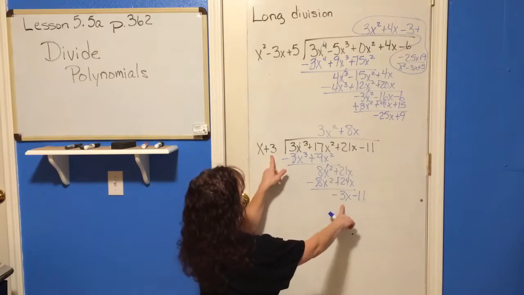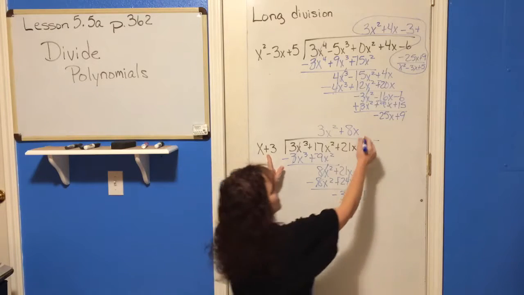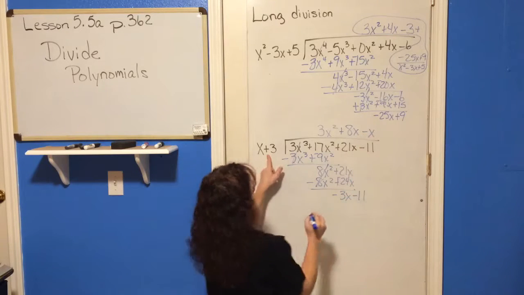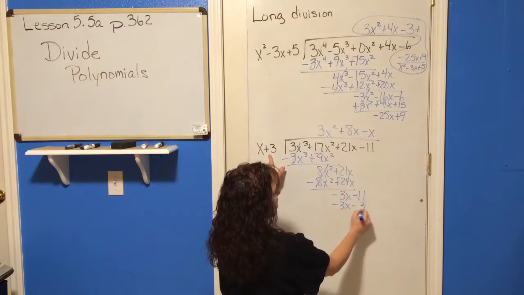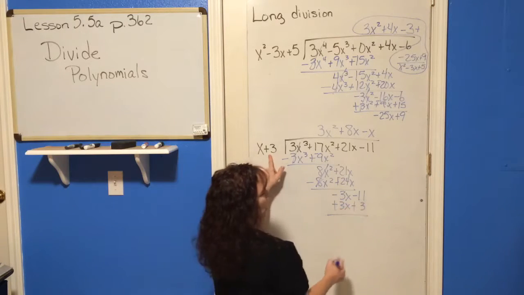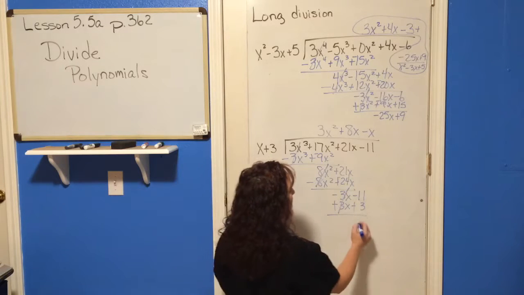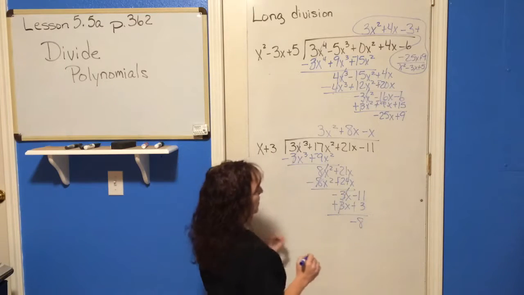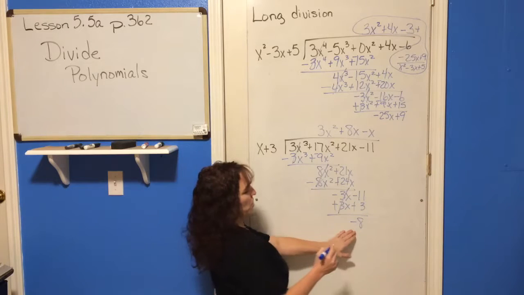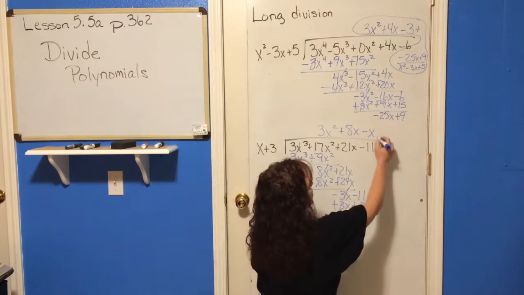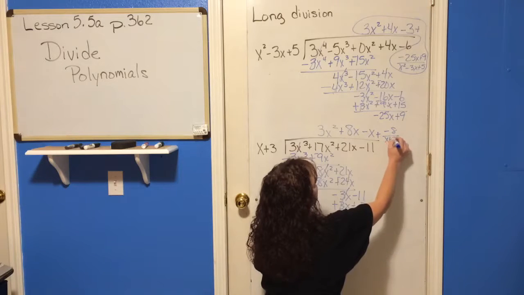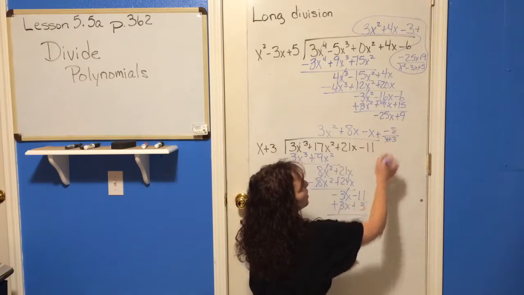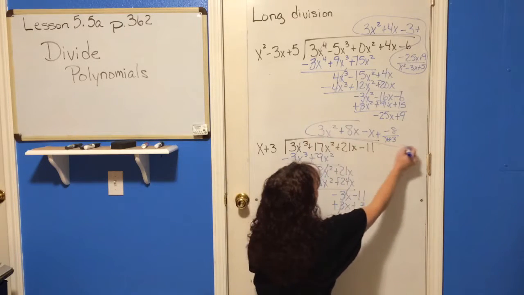And you're going to multiply by negative x, because that's going to give you negative 3x minus 3. Subtract, so change your signs. 8, negative 8. So then your answer is going to have a remainder of negative 8, so you'd say plus negative 8 over x plus 3. Or you can say minus 8 over x plus 3. Either of those is correct.